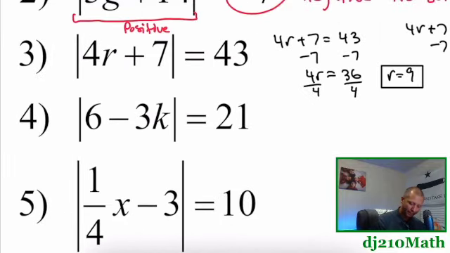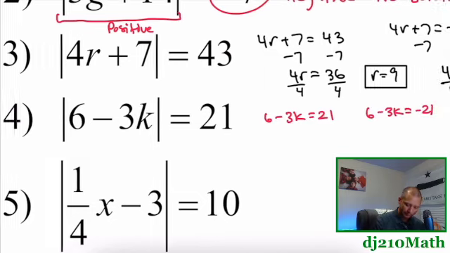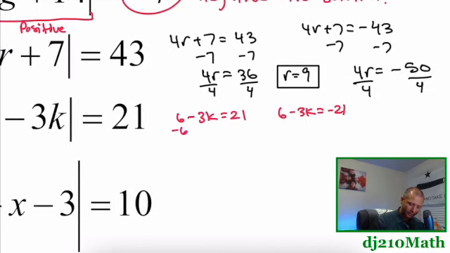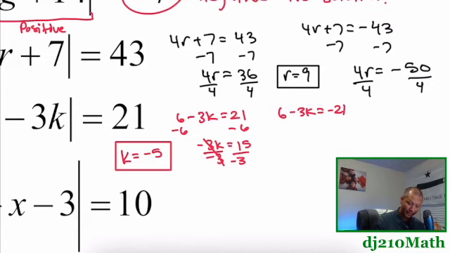Number 4. Again, it's positive. So 6 minus 3K is equal to 21. 6 minus 3K is equal to negative 21. Okay, I'm going to minus 6. So negative 3K is equal to 21 minus 6, 15. Divide both sides by negative 3. K is equal to negative 5. 15 divided by 3, negative 3.